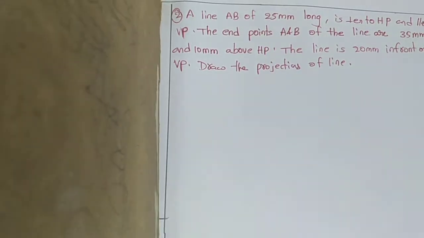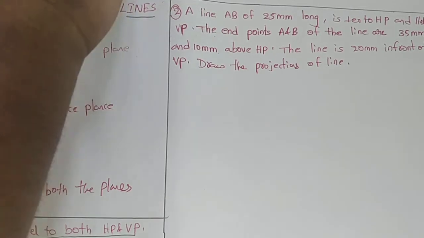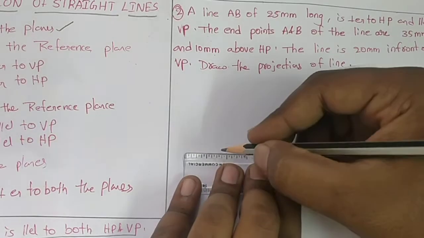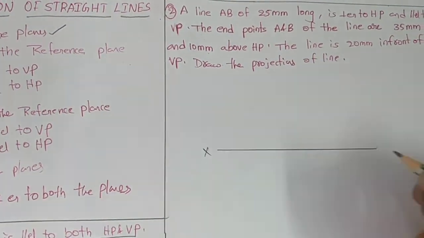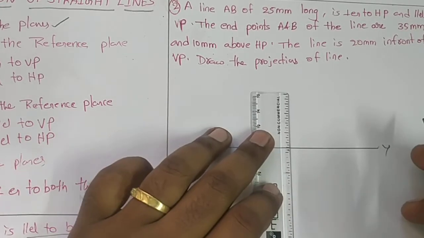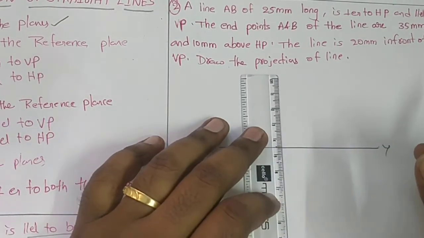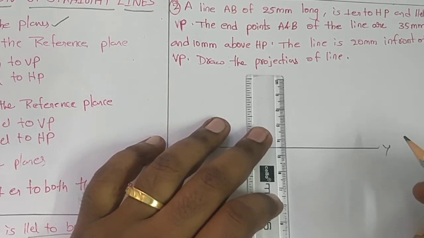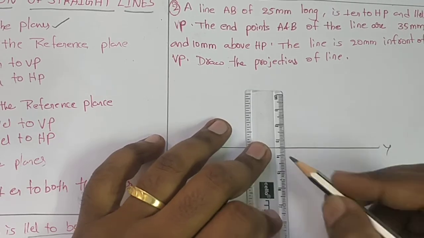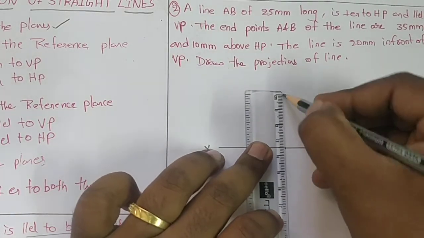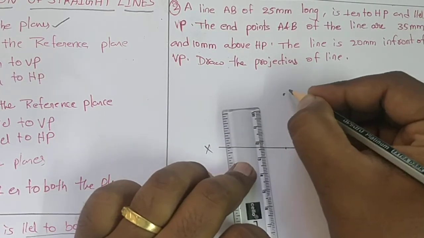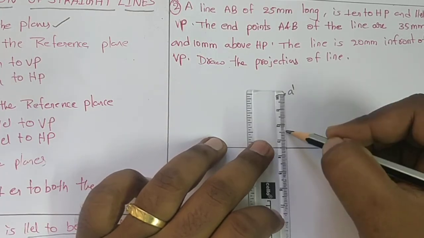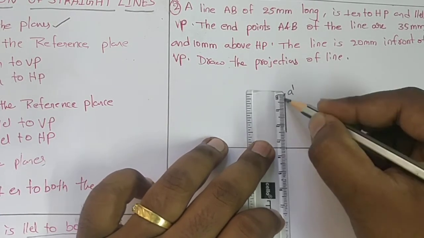Now, I am going to draw the projections. For this, first we need to draw the XY line. The length of the line is 25 mm. The point A is 35 mm above HP. First, I am locating the point A: from XY to this point is 35 mm distance. It is point A dash. And the length of the line is 25 mm.